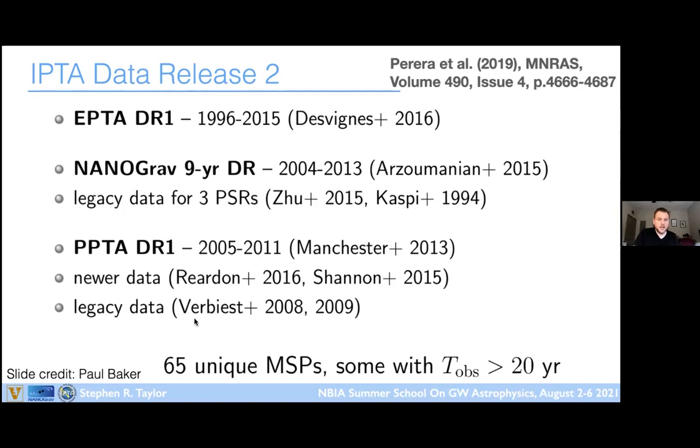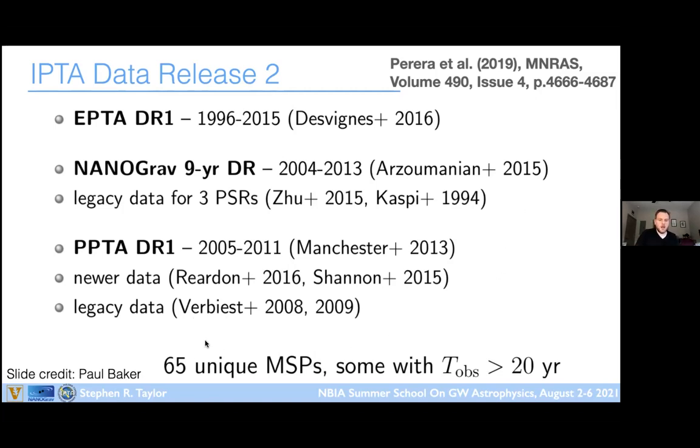There are 65 unique millisecond pulsars in there. Some of them actually have observation times in excess of 20 years. That doesn't mean that they have coverage over 20 years solidly. Some of these pulsars have a few observations back in the 90s and then a long gap, and then they start to be observed again. So roughly the effective time span of this array will be 15 to 20 years.